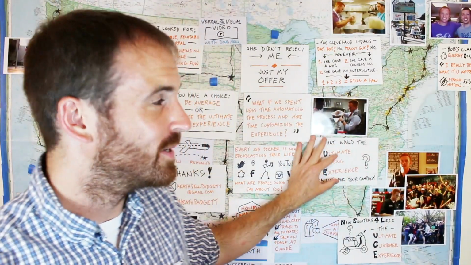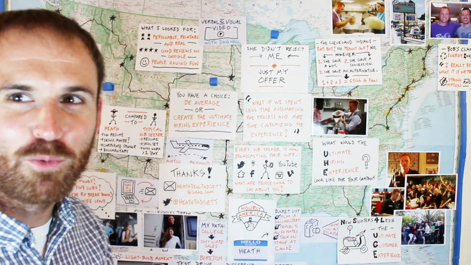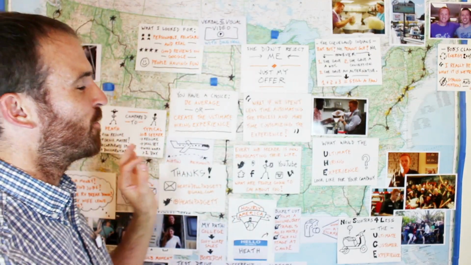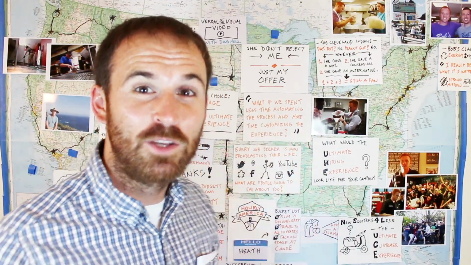Let's go through each. The first, as you can probably tell, is this base layer of just the map, which you can't see a whole lot of right now. But at the very beginning, all we had here was a map of the United States. That's the first layer.